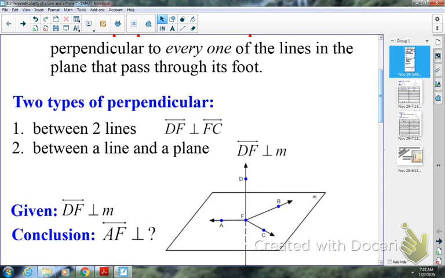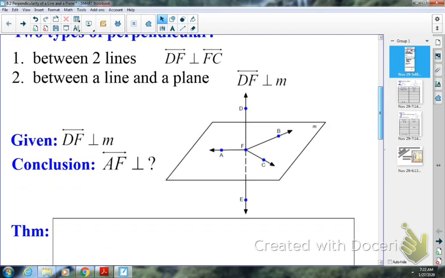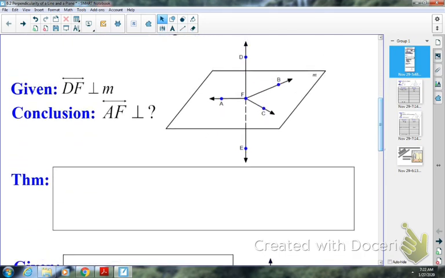Referring to this picture for a second, if two lines are perpendicular, it would look like line DF is perpendicular to FC. If you're trying to say a line is perpendicular to a plane, you would say the line DF is perpendicular to a plane, in this case plane M. Now remember from the previous lesson, we name a plane with a lowercase letter usually written in the corner. Okay, so if I look at this particular example, it says line DF is perpendicular to plane M, and my conclusion is line AF is perpendicular to what?